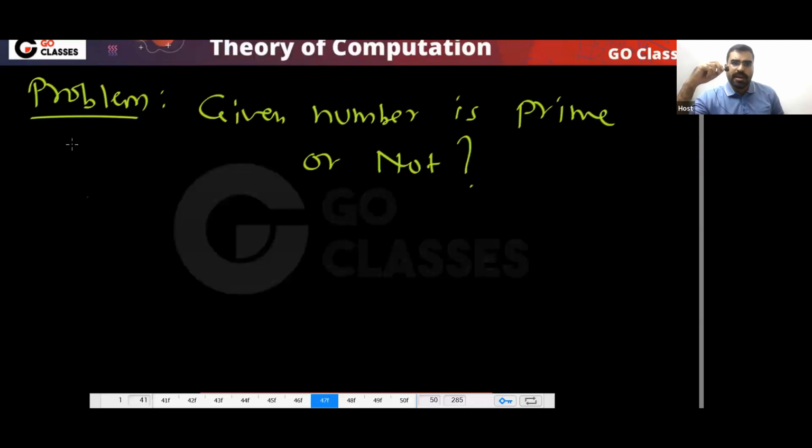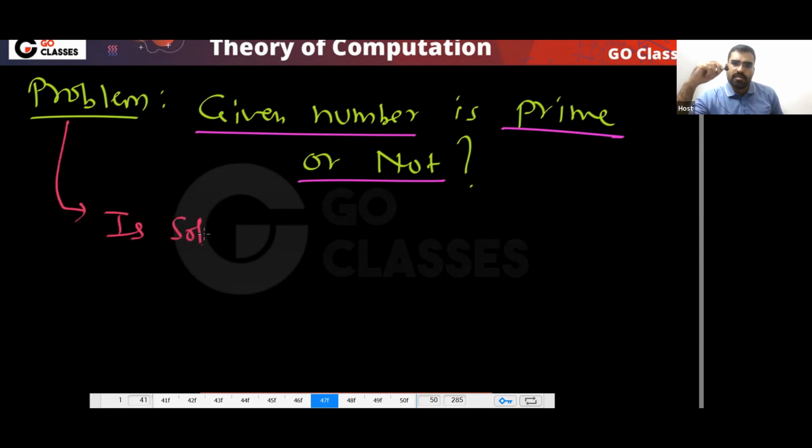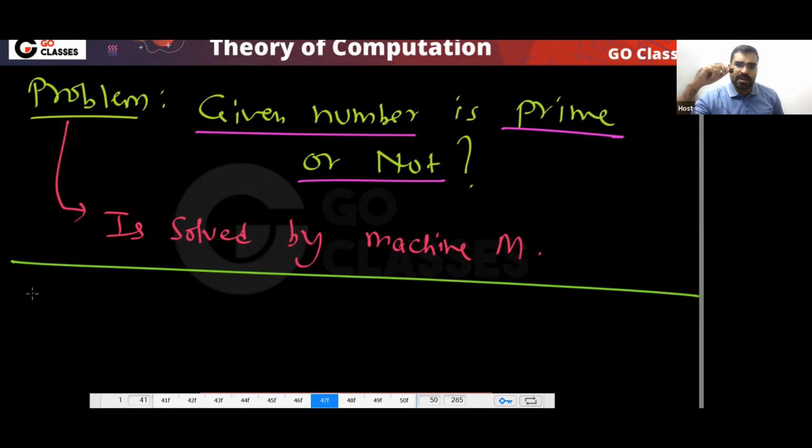Can I say this is a computational problem? Given a number, is it prime or not? Yes, this is a computational problem. And you can notice this problem is solved by machine M. Correct or not? If you want to check a given number, what will you do?